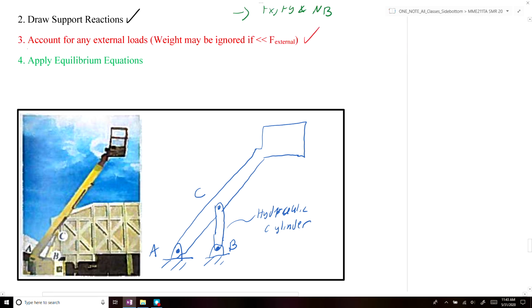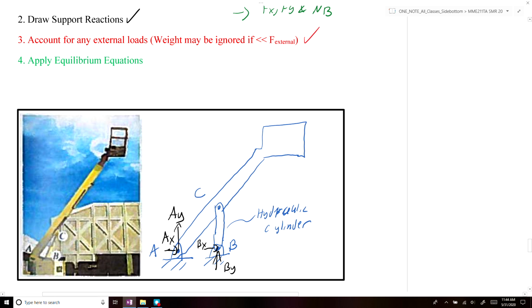We can apply all of our support reactions. So we know at point A that it has to allow for rotation of the crane, for the crane to be functional. So A would have two forces, A of X and A of Y being applied at this point. At point B, we know the hydraulic cylinder would also need to be able to rotate in order to operate the crane. So we could write this as B of X and B of Y.